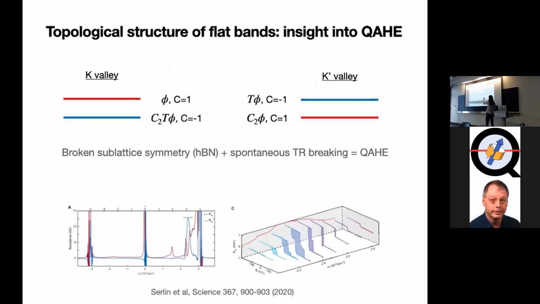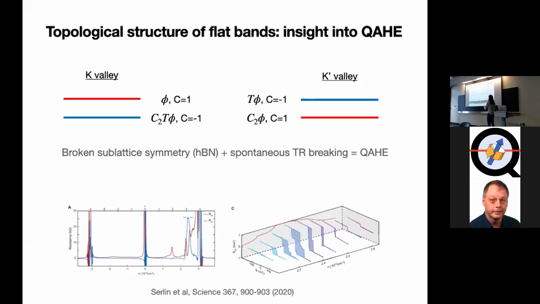And in the opposite valley, the Chern numbers will be reversed and they'll be related by time reversal. So if you take your twisted bilayer graphene and put it on a hexagonal boron nitride substrate, that breaks the AB sublattice symmetry. So that will pull two of these bands down in energy.